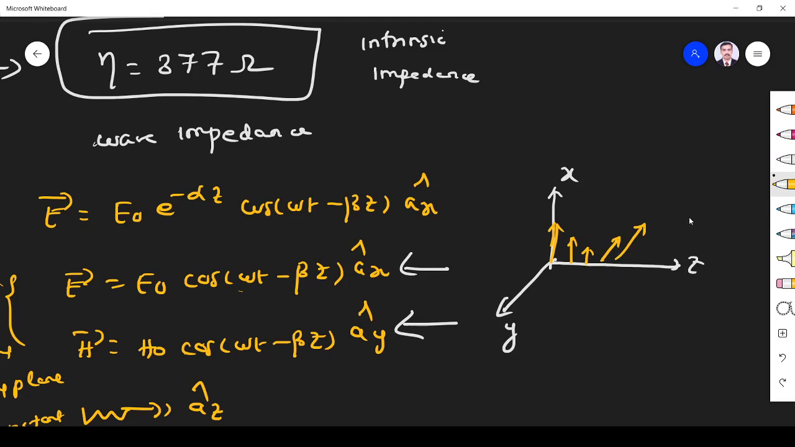Similarly, the magnetic field will be in y direction. So let us see. This is the electric field direction. Fine. So the magnetic field will be in this direction. The magnetic field will be in y direction. So that I can draw in a different color. So it will be like this, y, fine, and it is coming like this.